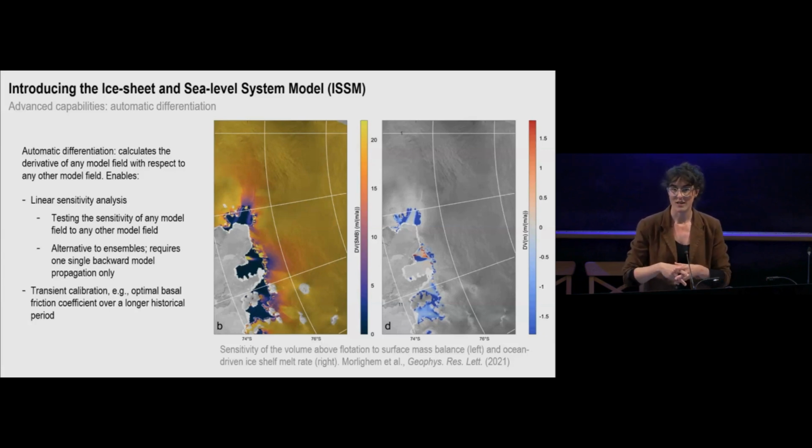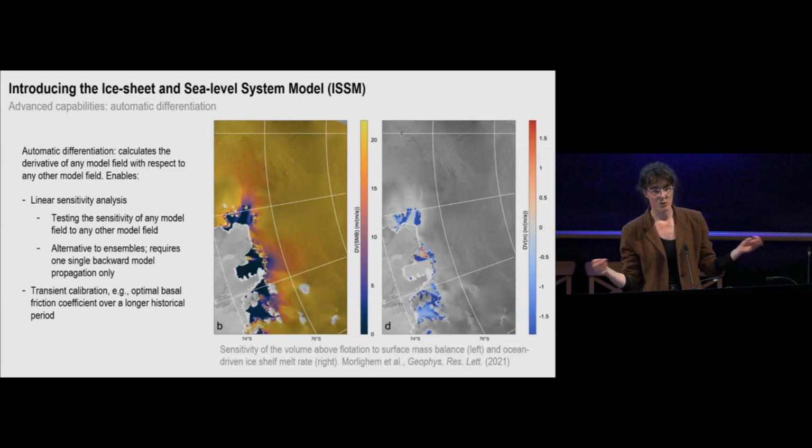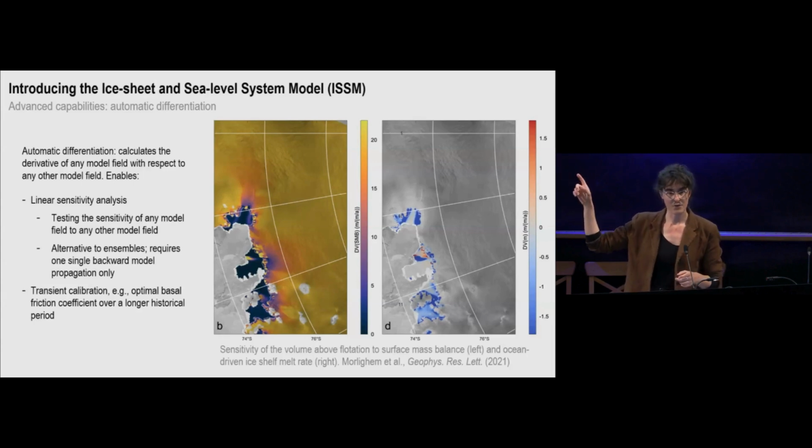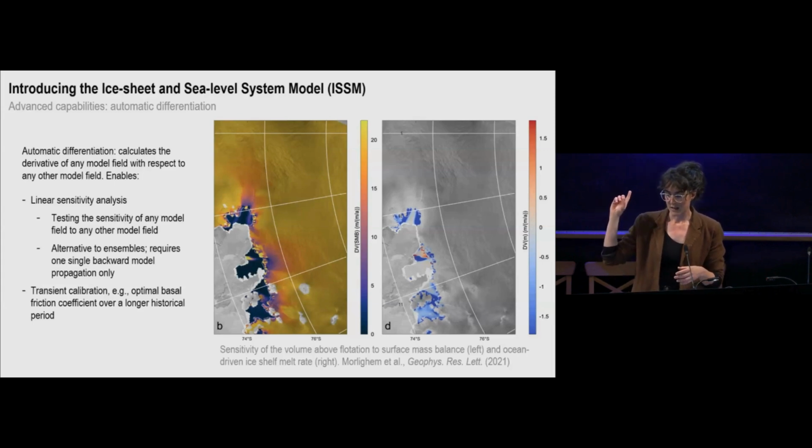So rather than having to run a really large ensemble where we ask what happens when you change one parameter to another parameter, like basal melting from the oceans to ice volume over time, we can use automatic differentiation to directly test that sensitivity. And this is a plot on the left of the sensitivity of the volume above flotation to surface mass balance, and on the right, the sensitivity of volume above flotation to the basal melting.